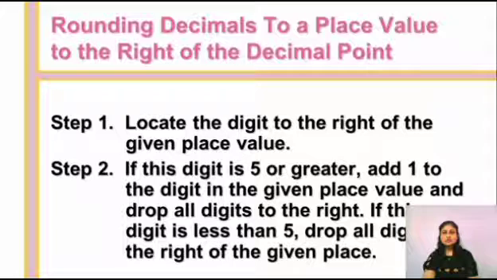First step is to locate the digit to the right of the given place value. Then, if this digit is 5 or greater, add 1 to the digit in the given place value and drop all digits to the right. If this digit is less than 5, drop all the digits to the right of the given place.